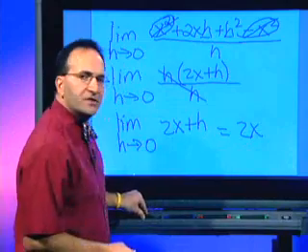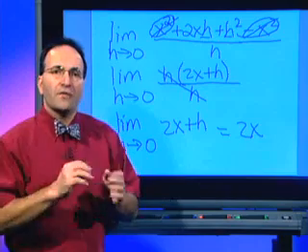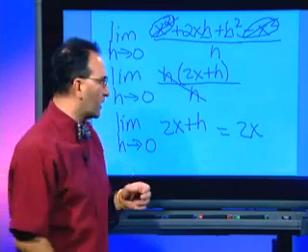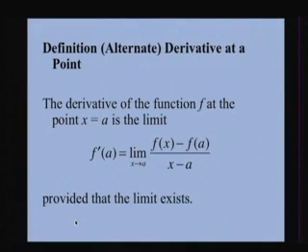Now, there is an alternate definition that is sometimes useful with other types of problems. So let's take a look at that. The derivative of the function f at the point x equals a is f prime of a equal to the limit as x goes to a of the quantity f of x minus f of a, all divided by x minus a, provided, of course, that the limit exists.